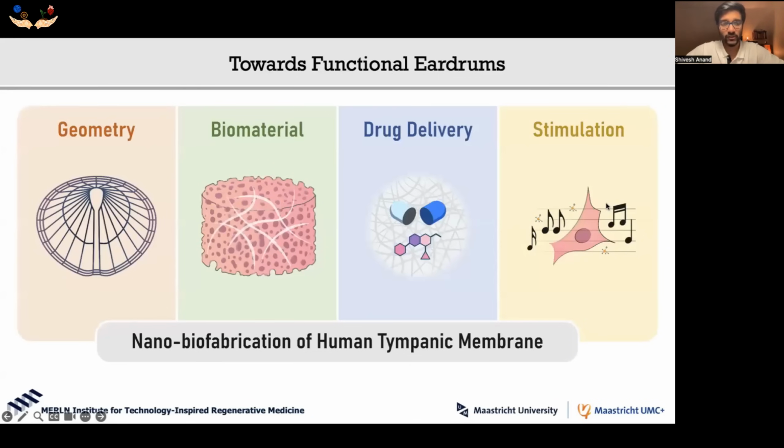During my PhD, the focus of the project was to develop different biofabrication strategies for the treatment of these tympanic membrane perforations. We looked at 4 different routes for treating them. The first approach was to understand the geometry that is needed for biofabricating these tympanic membrane constructs. The next was to identify the right biomaterials. The third aspect was to include drug delivery capabilities in them. And the final and most important one was to use external stimuli to recreate the extracellular matrix of the native tissue.